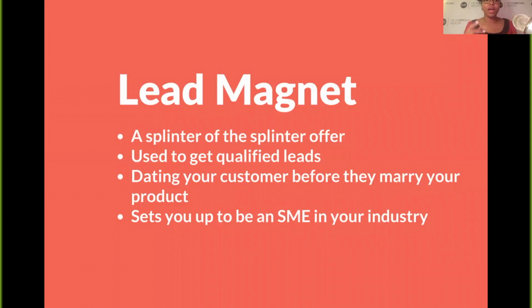The splinter is a small portion of your core product that you would offer for little to nothing. $10, $7, whatever the case may be, if your core dollar is $50. It's just a small tidbit of your core, which entices your consumer to want to move forward and purchase your core. So you're dating your customer before you marry them, type of thing.